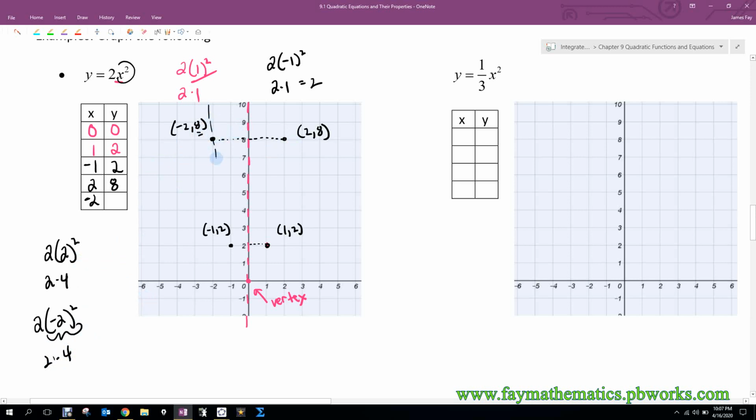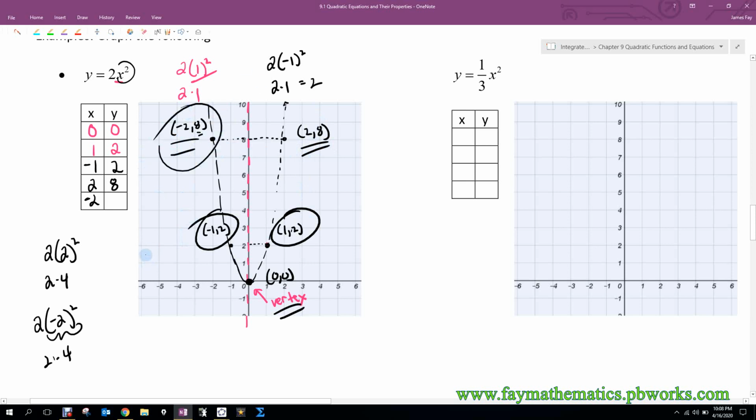Once you have that, and it's kind of hard for me with the tablet that I use to draw the parabolas, but you would connect with a smooth curve. The idea is that you have at least 3 of these points, preferably having the vertex (0, 0) as one of your 3 points, and then one of these 2, and then one of these 2. Usually, if you're going to use one on the right, like (2, 8), then you have (-2, 8) on the left, just because the axis of symmetry allows you to find that one a lot easier.